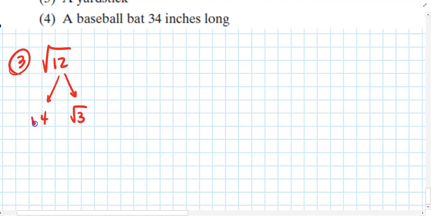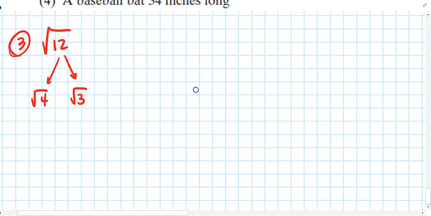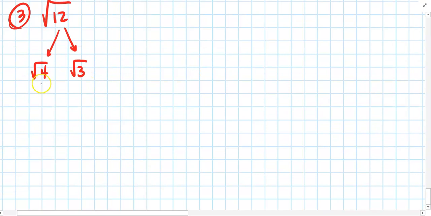So therefore, the square root of 12 is the same as the square root of 4 times the square root of 3. Now the number 3 is a prime number. It can't be factored any further, so I'm going to leave that one alone as it is. But as far as the square root of 4 goes, we notice that the square root of 4 is 2, and that's because 2 times 2 equals 4.